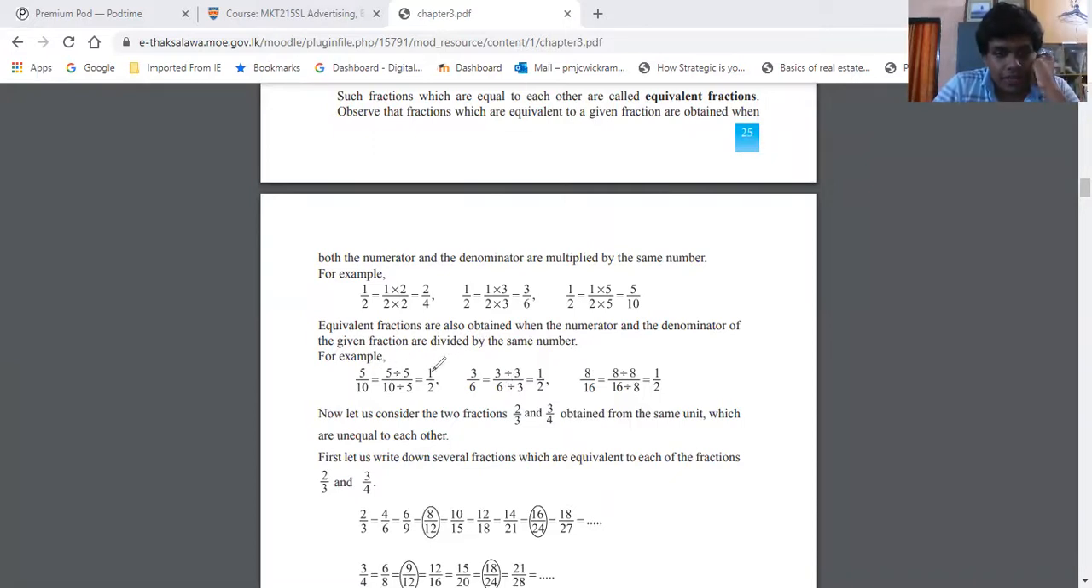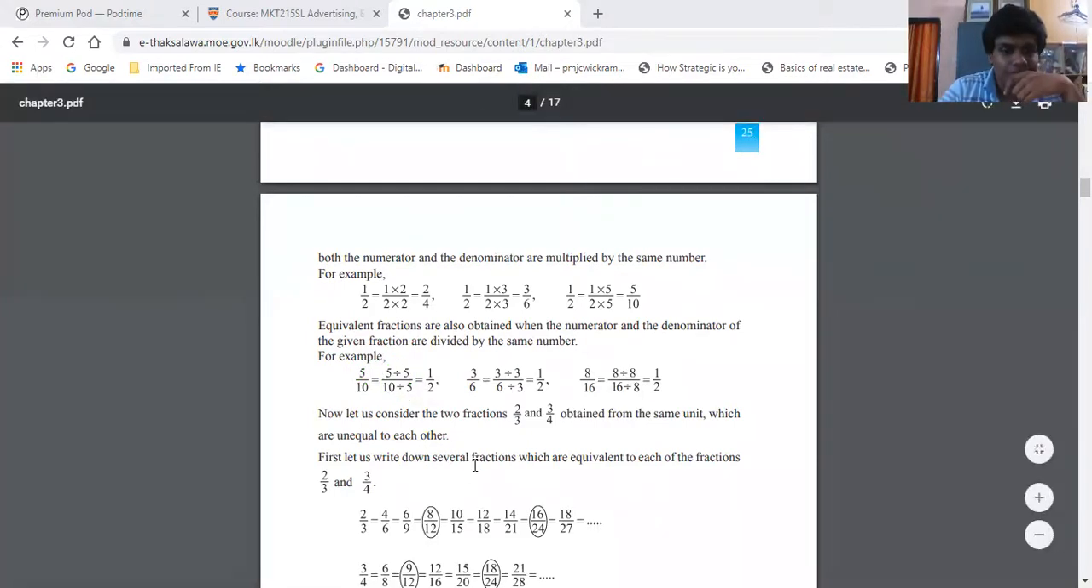5 divided by 5, 1. 10 divided by 5, 2. So half again. It's a very simple one. You don't even need to remember it like this. Just remember, you can cancel this. 5 times 1, 1. You can do it straight away. Yeah, it's the same thing they have done. Anyways, let's move on.